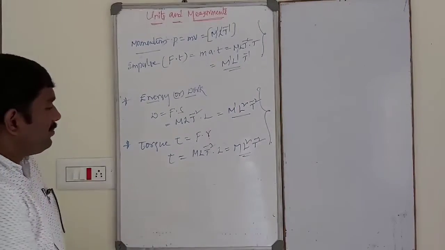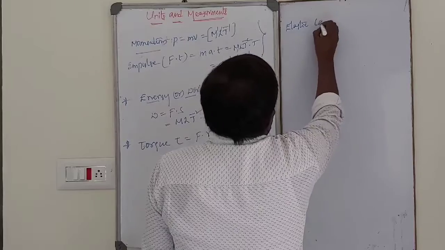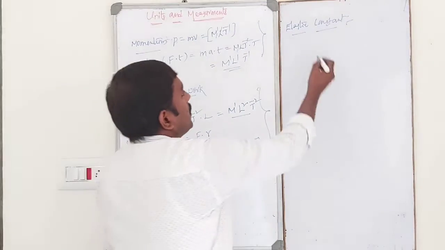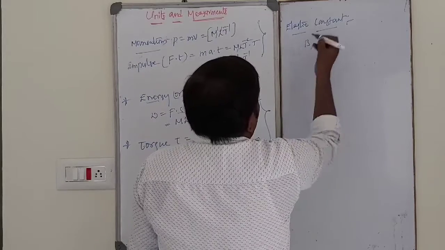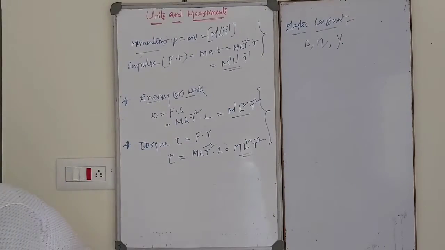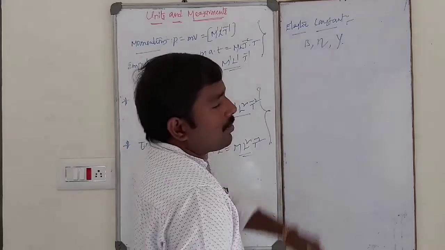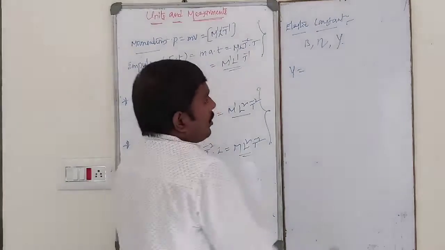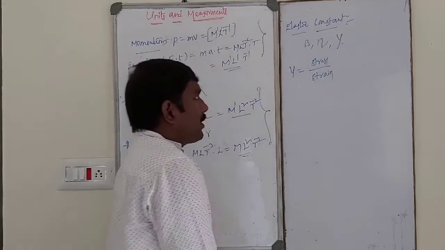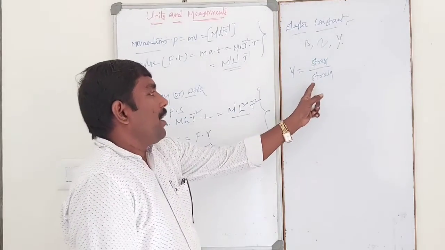Another one, some elastic constants. We already know the elastic constants: bulk modulus, rigidity modulus, Young's modulus. Young's modulus Y is equal to stress by strain. Formula for Young's modulus: Young's modulus is equal to stress by strain, that is longitudinal stress by longitudinal strain.